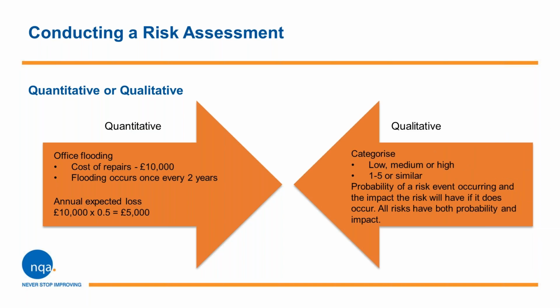A qualitative risk assessment is a project management technique concerned with discovering the probability of a risk event occurring and the impact the risk will have if it does occur. Now, all risks have probability and impact. Probability is the likelihood that a risk event will occur, and impact is the significance of the consequences of that risk event. Assigning probability and impact to risk is a subjective exercise. Some of this subjectivity can be eliminated by developing rating scales that are agreed upon by the organisation.